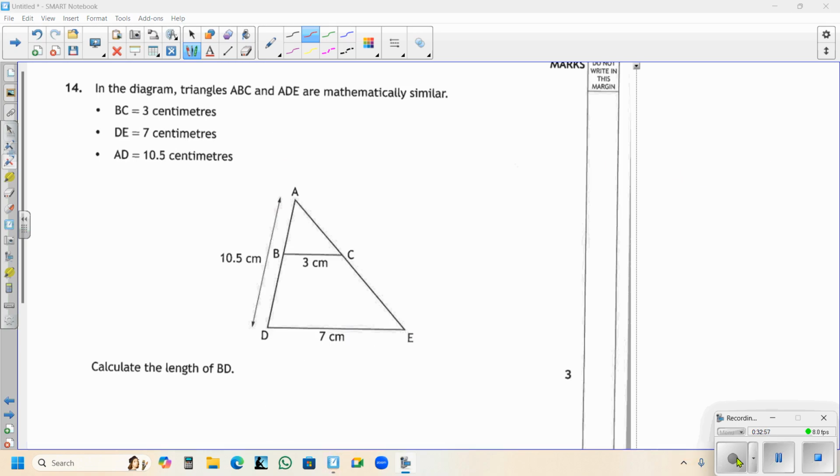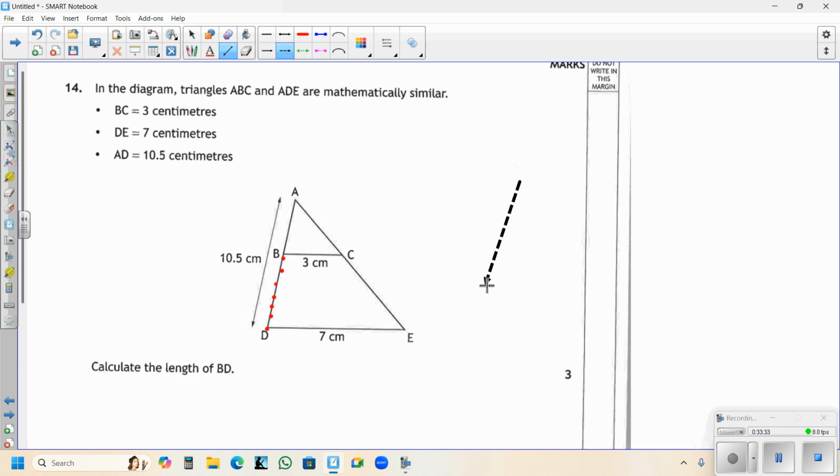Next question, it says, in the diagram, triangle ABC and ADE are mathematically similar. And it gives us all the dimensions. BC is 3 centimetres, D to E is 7 centimetres, A to D is 10.5 centimetres. Now they want me to calculate the length of BD. BD is not a part of a triangle. So how am I going to get the length of that? What do I need to know? If I know that whole distance there is 10.5, I really need to know what the size of that wee triangle is. So what I'm going to do is, I am going to draw down the big triangle first.